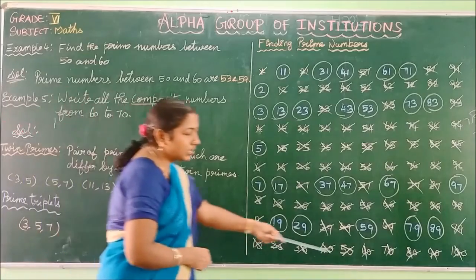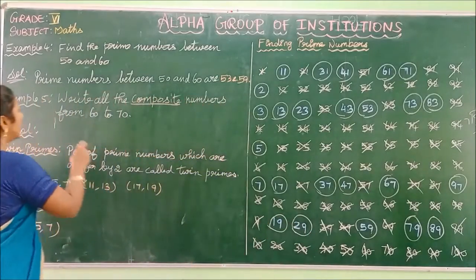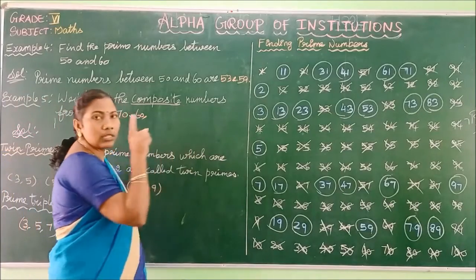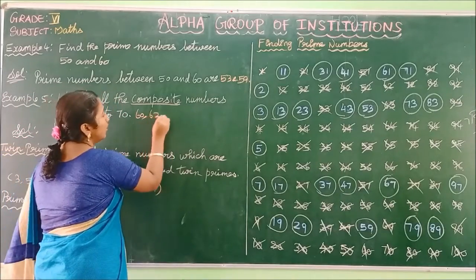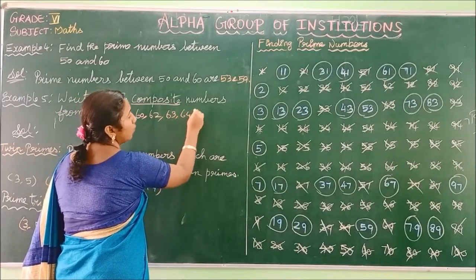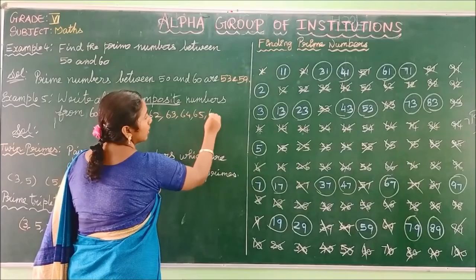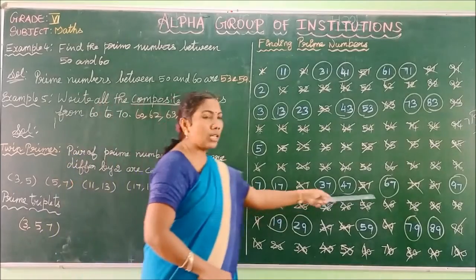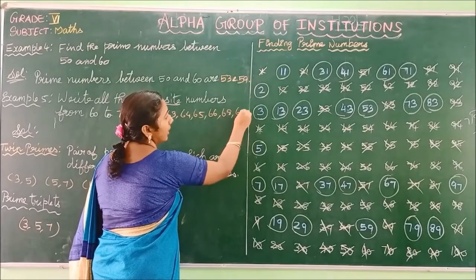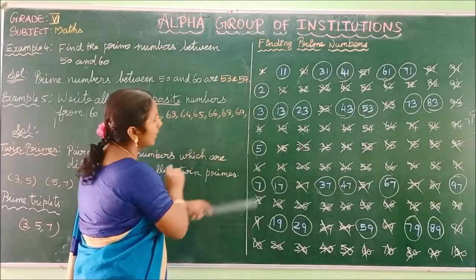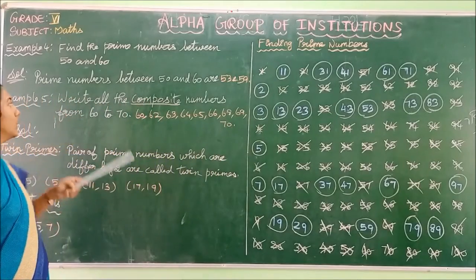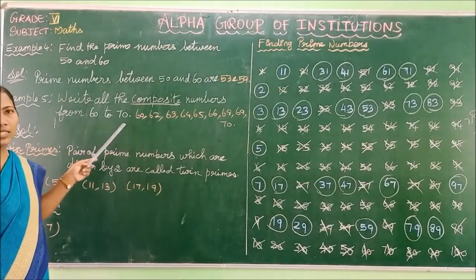See here, 60 is already crossed out. So 60 is also a composite number. Then 61 is a prime number, and then see the table and say the answer. 62, 63, 64, 65, 66, 67 is a prime number, and then 68, 69, and then 70 is also crossed out. So these are all the composite numbers from 60 to 70.